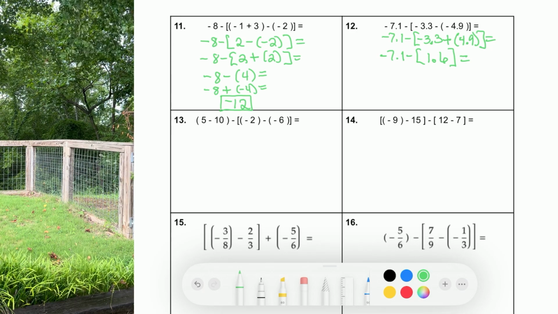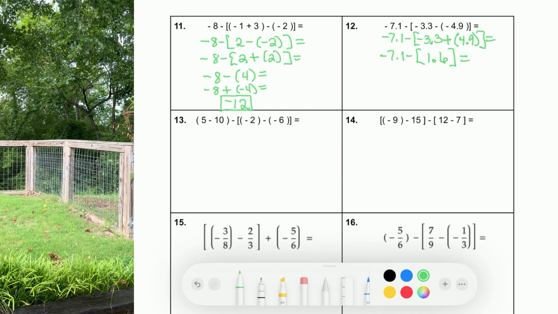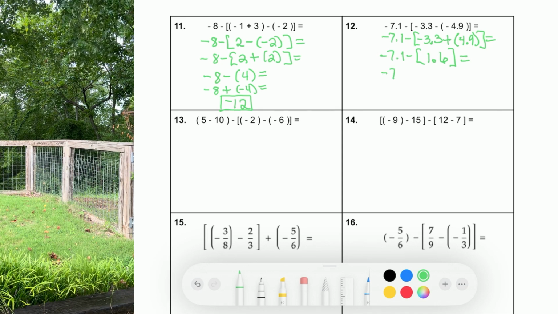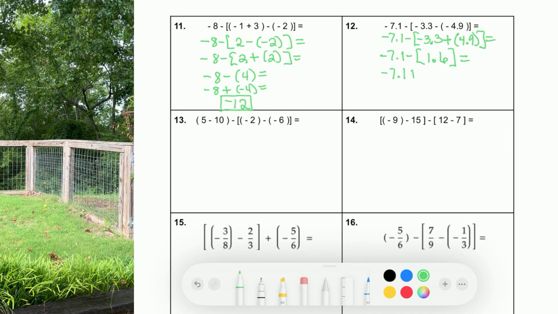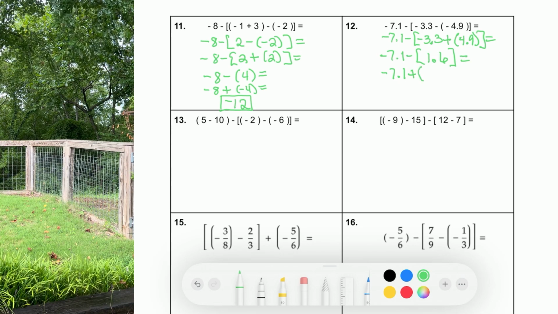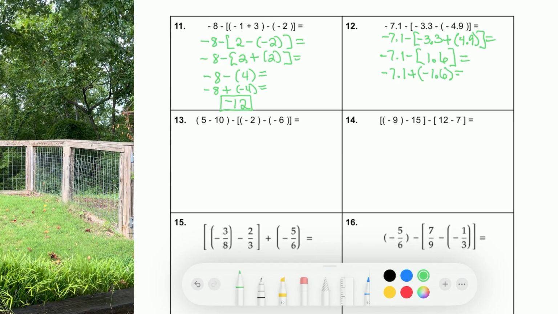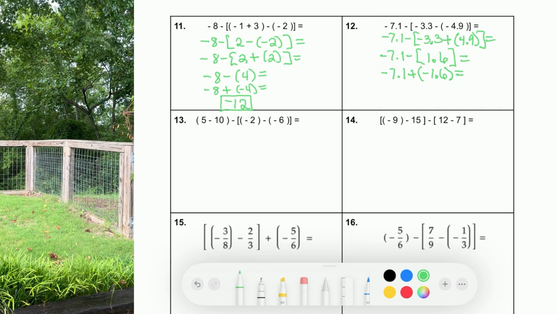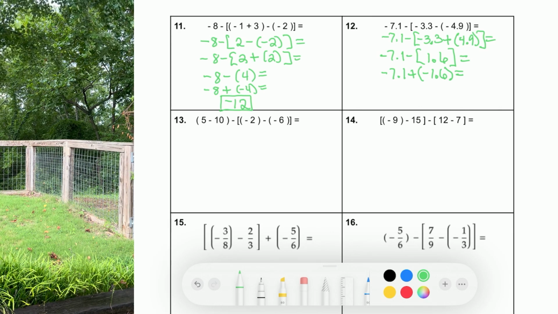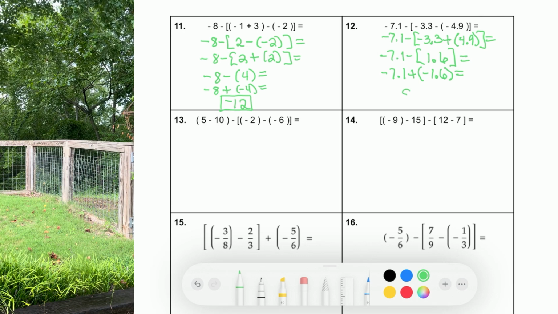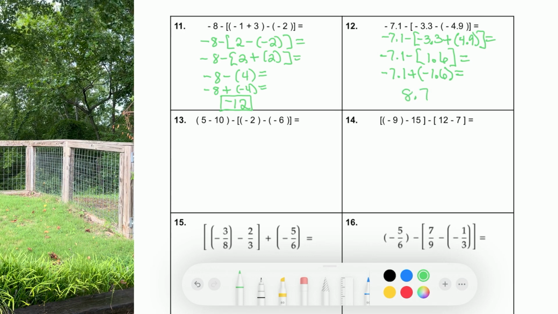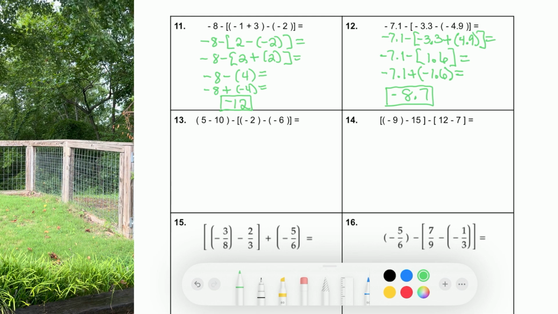At this point, we need to do keep it, change, change again, because we have a subtraction sign. So -7.1, change to plus, change our 1.6 to a -1.6. And now we have two numbers with the same sign being added. So that is going to be -8.7. They're both negative, so our number is negative.